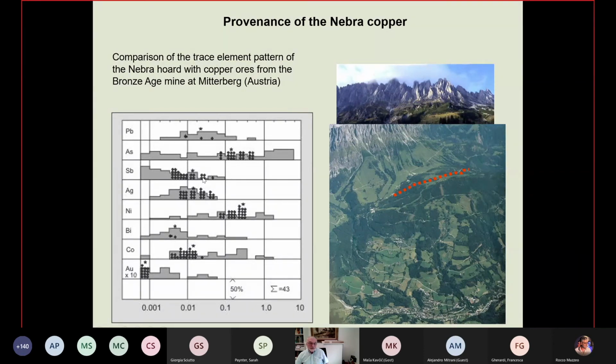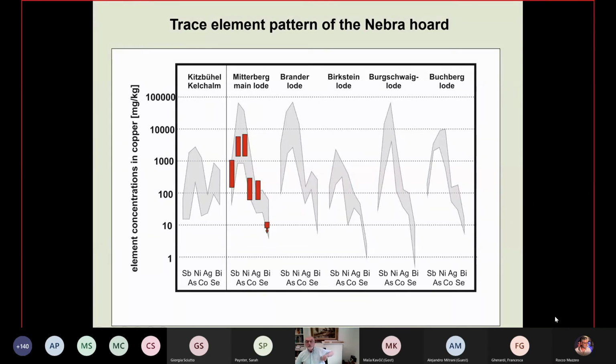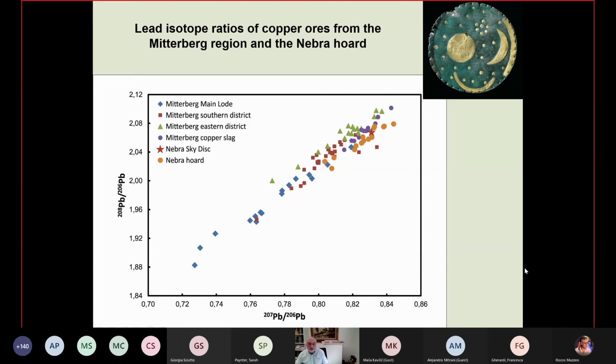And here you see the dark data points are from the Hoard of Nebra, and the histograms reflect the composition of the copper ore. Well, we can even go further and distinguish within the Mitterberg region several ore districts, which can be differentiated, as you see, and we find that the Nebra hoard fits very well with the main lode of the Mitterberg, which was actually in operation in the 16th century BC, as we know. So this is a very good agreement.